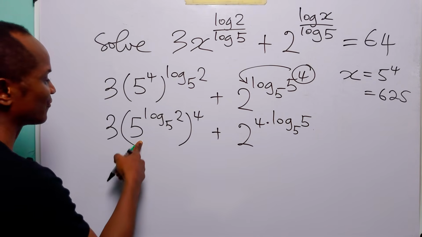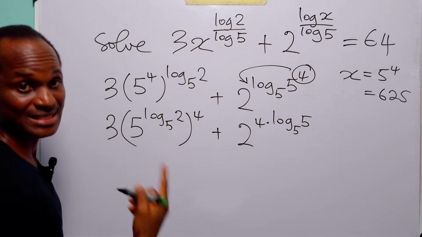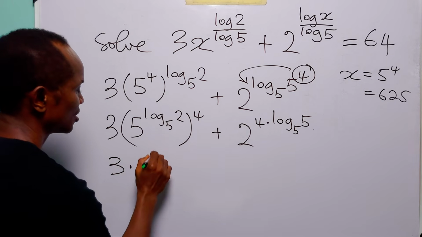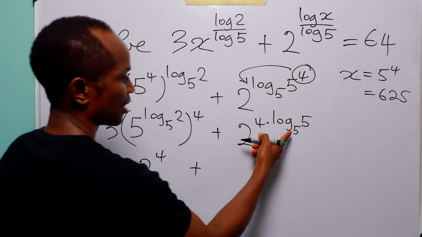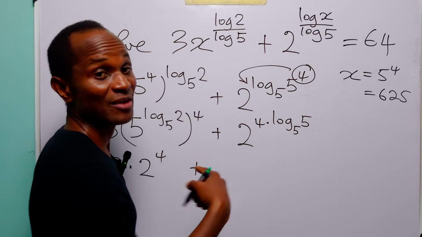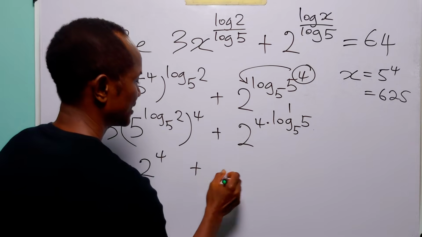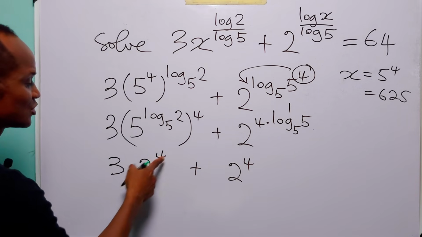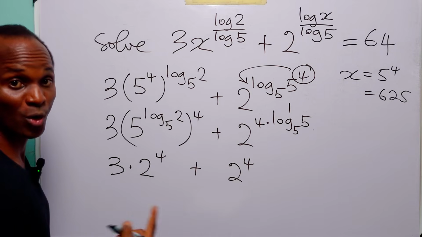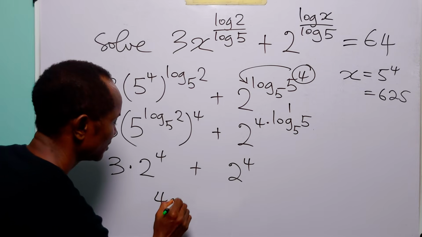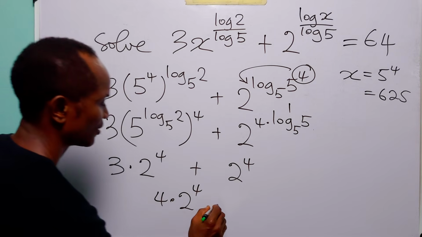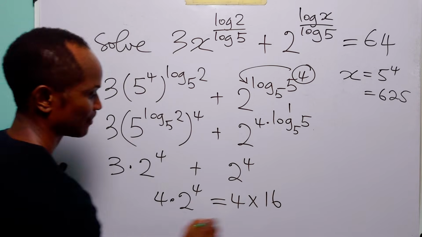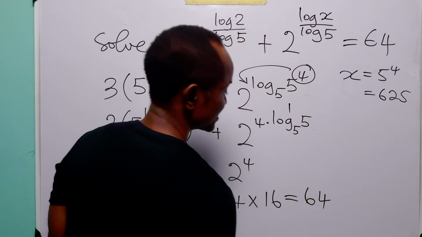Now, of course, 5 to the power log base 5 of 2 is equal to 2. So here we have 3 times 2 to the power 4. Log base 5 of 5 is equal to 1. Here we have 2 to the power 4. 3 times 2 to the power 4 plus 2 to the power 4 is equal to 4 times 2 to the power 4. And of course, this is equal to 4 times 16, which is equal to 64.